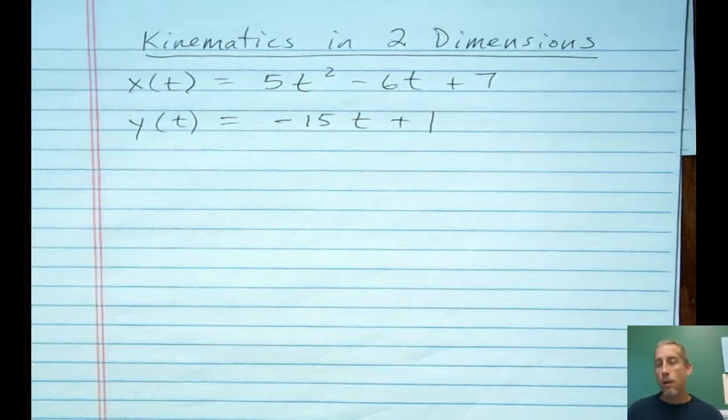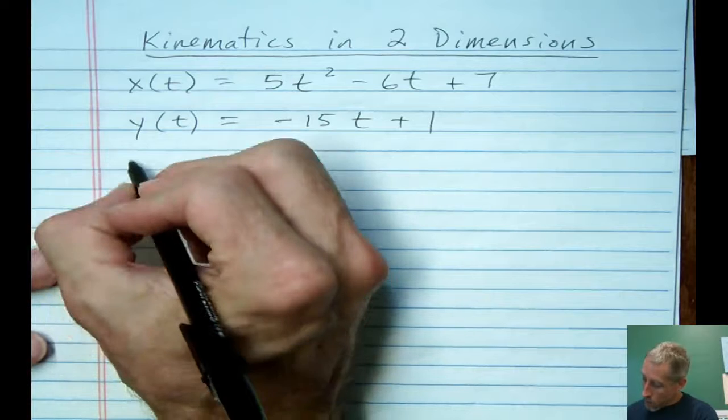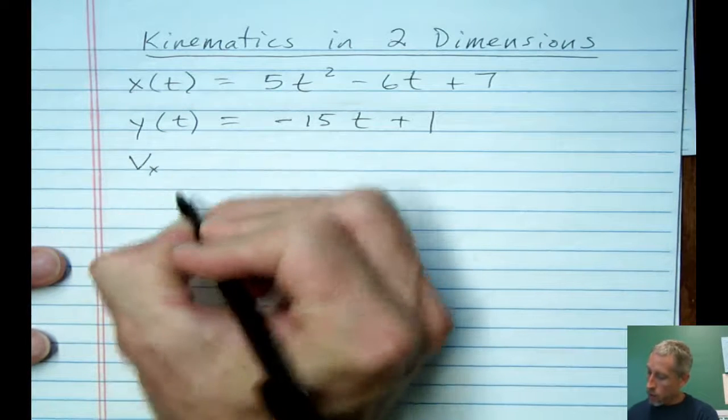So one of the first things I might recommend doing is finding out what the velocity functions and acceleration functions are. Because if you know how to work in 1 dimension, you can do the exact same thing in 2 dimensions. So what we have to do here, though, is still work in components.